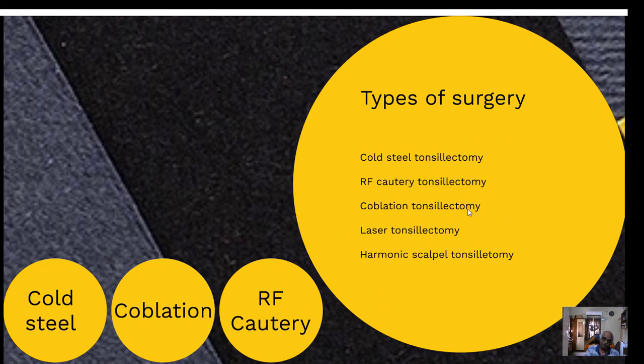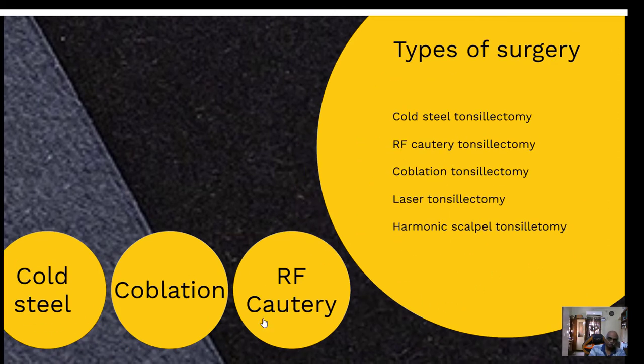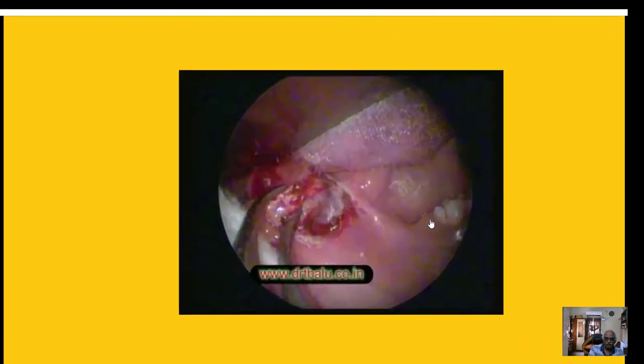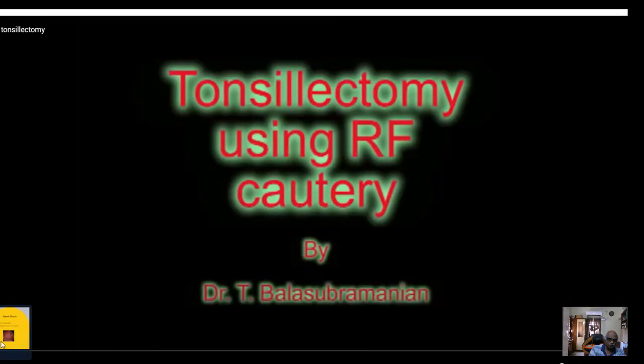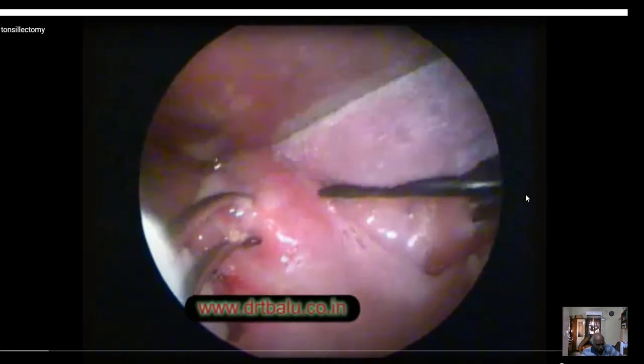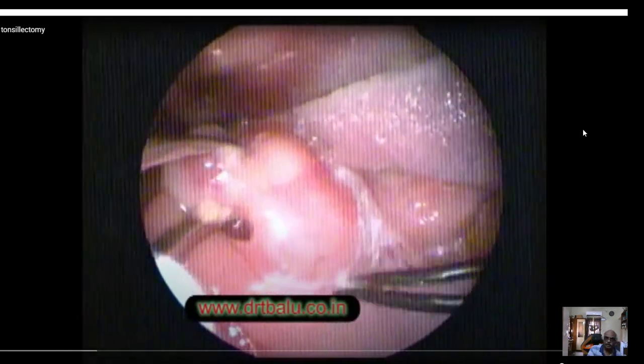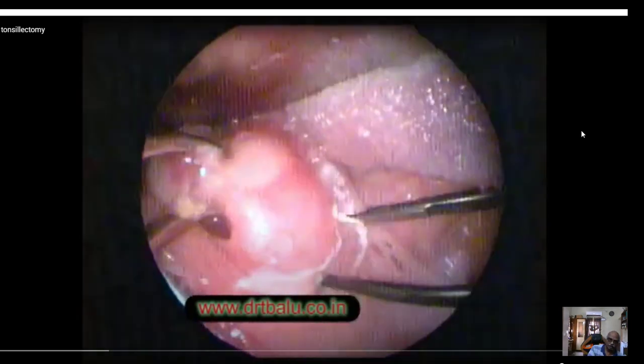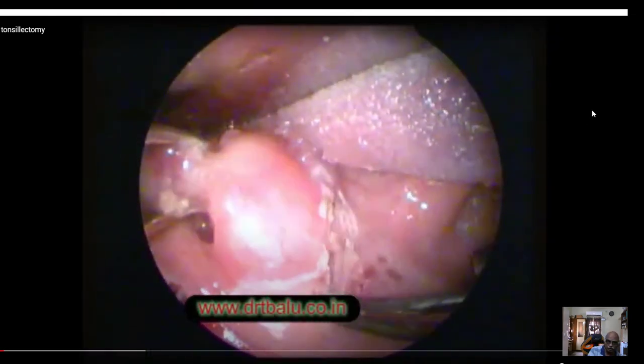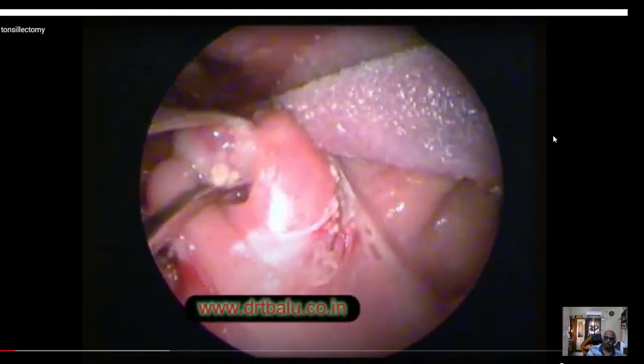Laser tonsillectomy is currently being taken up by a large number of ENT surgeons. You can use ultrasonic waves to do a tonsillectomy. It's called harmonic scalpel tonsillectomy. Now let us see how we do tonsillectomy using a radio frequency probe. The radio frequency probe is actually a forceps. You use an alternate pinching action to coagulate and cut the tissue.